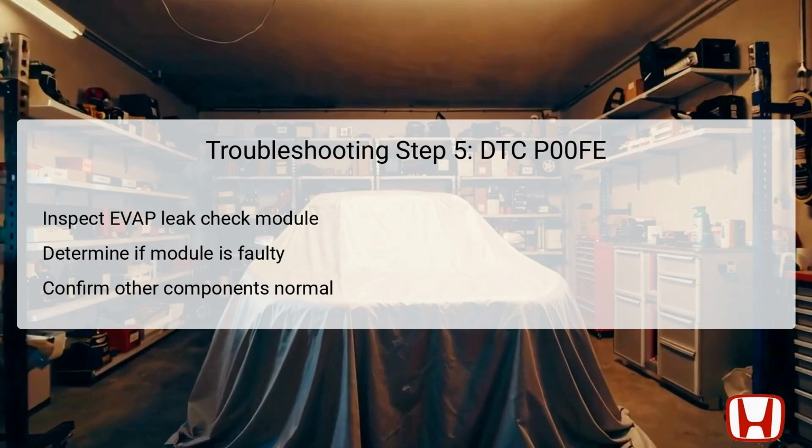The final troubleshooting step for DTC P00FE involves inspecting the EVAP leak check module. This module is vital for detecting leaks within the EVAP system, and failing to function correctly could lead to erroneous DTC activation. If all previous inspections for the fuel tank system, EVAP canister, and ELCM system yielded normal conditions, but the DTC persists, the leak check module is likely the source of the problem.